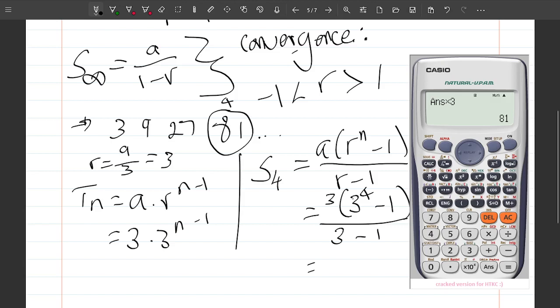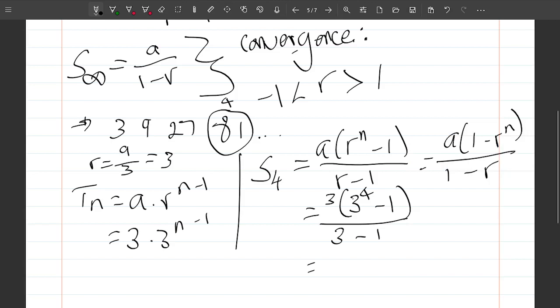I'm just going to grab that calculator and enter it into the calculator as is. So I've got 3 multiplied by (3 to the 4th minus 1), and then this is divided by 3 minus 1, and this gives us 120. So nothing fancy there. We get 120 for the sum of those values.